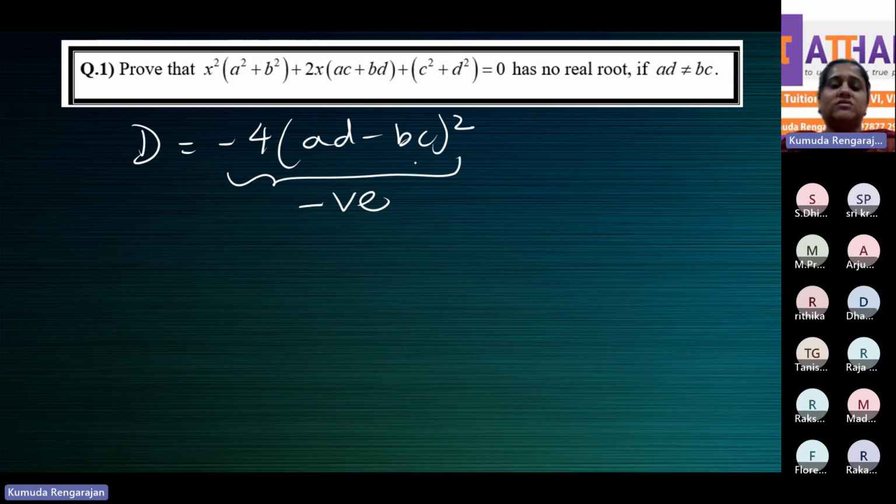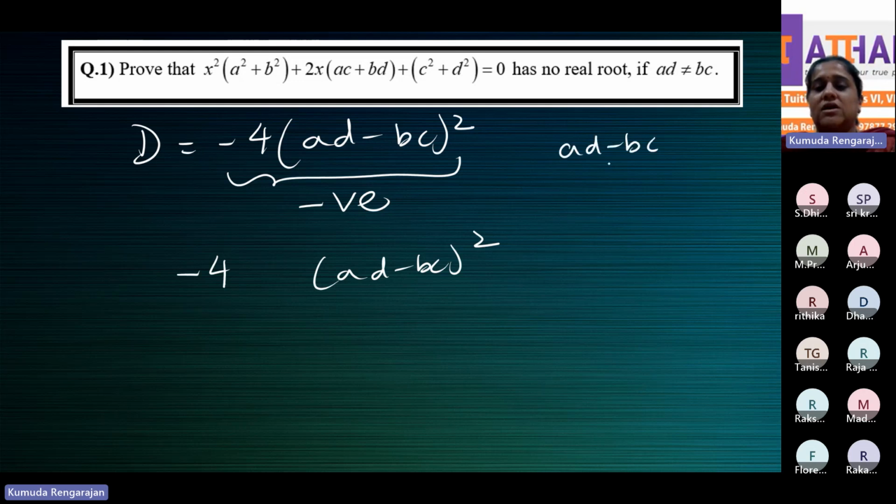So how do we show that this is negative? We take the parts of it. What are the two parts of this expression? -4 and (AD minus BC) the whole square. First, we'll start from AD minus BC. What can be the value of AD minus BC? It cannot be 0, because AD and BC are not equal.